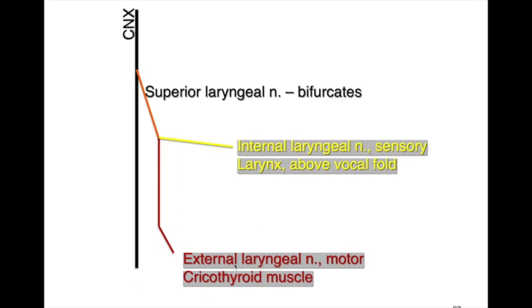The external laryngeal nerve, it travels down sort of between the trachea and the esophagus. So it's further posterior than you probably think. And then I'm sorry, not between the trachea and the esophagus, but between the larynx and the esophagus. It's pretty far posterior along the larynx. And then it branches anteriorly to innervate the cricothyroid muscle. So that's a motor nerve.